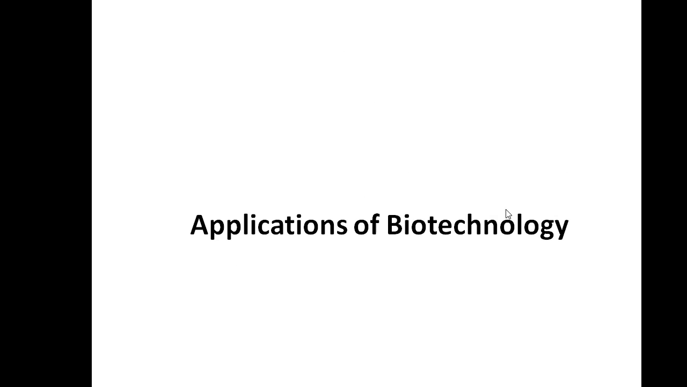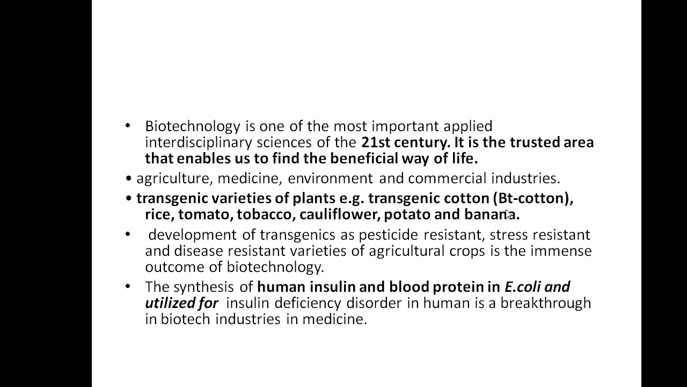Applications of biotechnology. Biotechnology is one of the most important applied interdisciplinary sciences of the 21st century. It is a trusted area that enables us to find beneficial ways of life in fields like agriculture, medicine, environment and commercial industries. Transgenic varieties include plants like transgenic cotton, Bt cotton, rice, tomato, tobacco, cauliflower, potato and banana. The development of transgenic pesticide-resistant, stress-resistant and disease-resistant varieties of agricultural crops is an immense outcome of biotechnology.